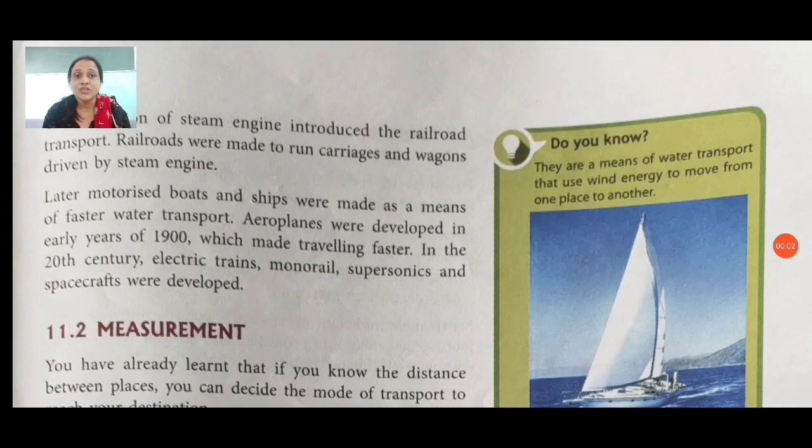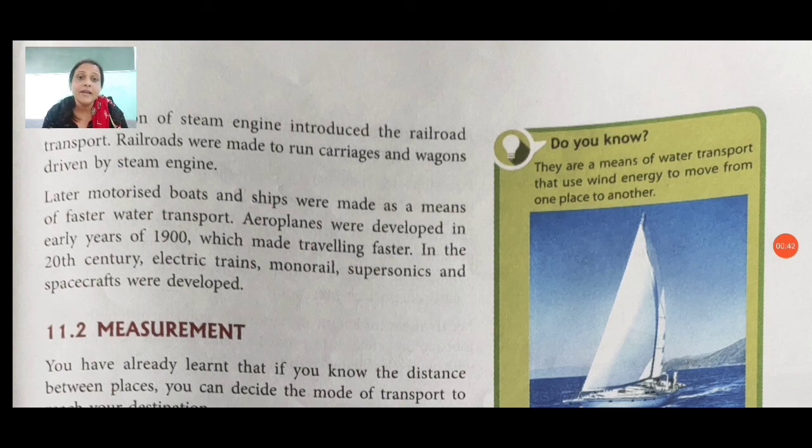Then the steam engine introduced railroad transport. Railroads were made to run carriages and wagons driven by steam engines. Later motorized boats and ships were made as a means of faster water transport because it is difficult to transport on water. So they invented more and more things and made different types of boats and ships which they used to travel from one place to another place. At present, all these types of vehicles are very useful to people.